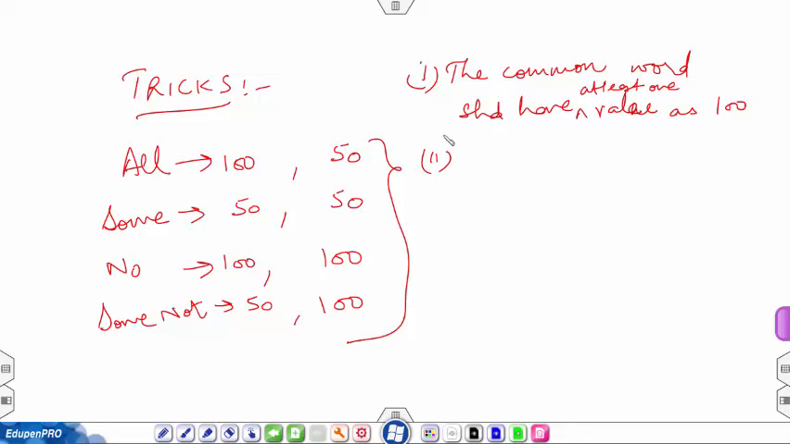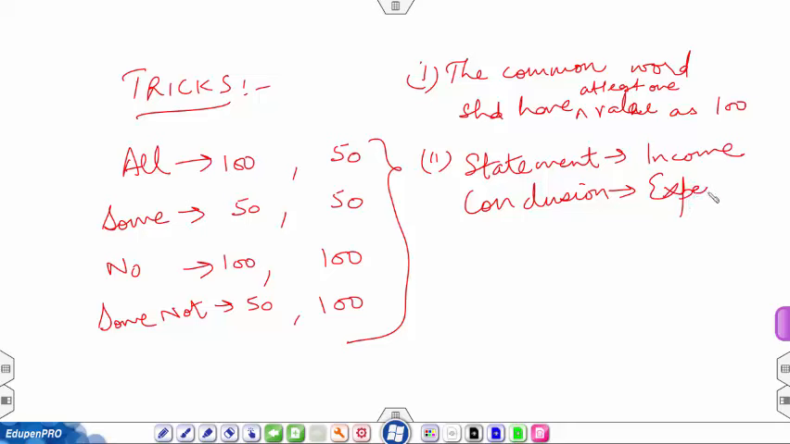So no conclusion. Whatever the statements are given, assume the statements as the values which you have assigned as income. In your mind, you just need to visualize this statement as income, and whatever the conclusion drawn by the author, take that as expenditure. Some tricks I'm telling you. So statement as income and the conclusion as expenditure.